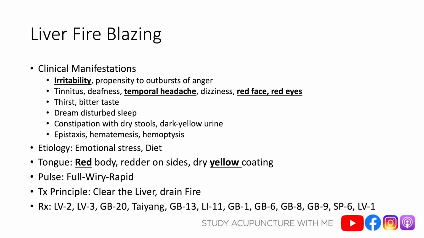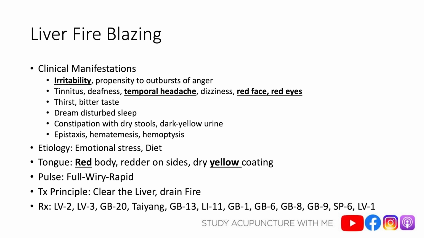So just to review the key manifestations for liver fire blazing, we have irritability, we have temporal headache that's usually throbbing, we have a red face, we have red eyes, and then with the tongue, we have a red tongue body with even redder sides and a dry yellow tongue coating. And the yellow tongue coating is dry because the fire here has dried up the body fluids.